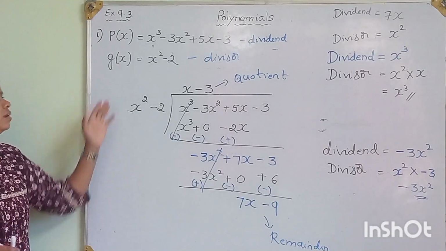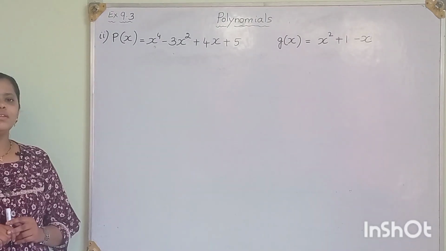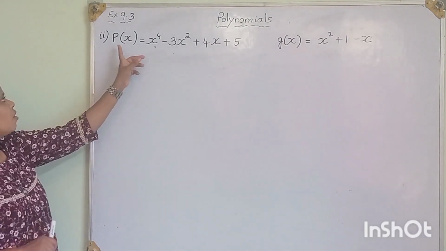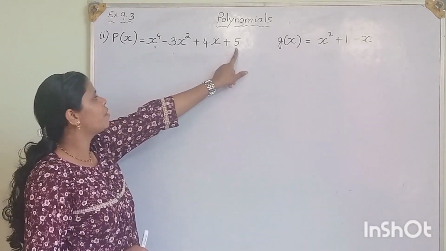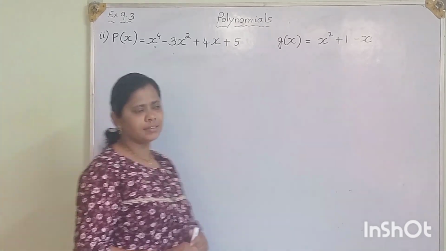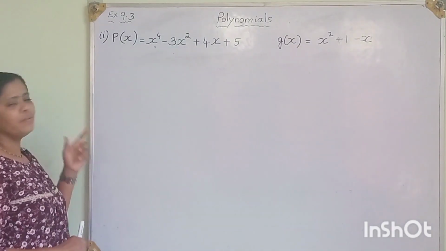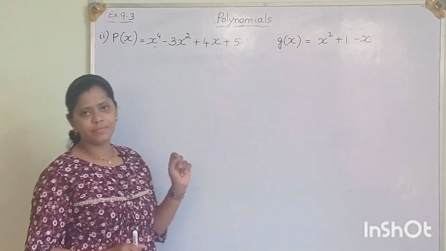Hope you have understood. Let us move on to the second question. Now let us solve the second question. P of x is equal to x to the power of 4 minus 3x square plus 4x plus 5. G of x is equal to x square plus 1 minus x. We know that we have to divide P of x by G of x.